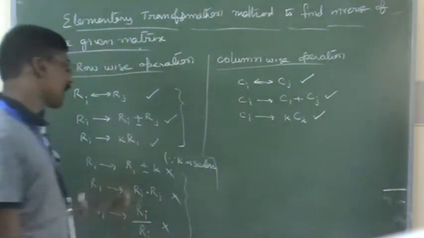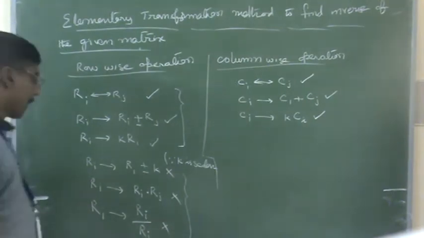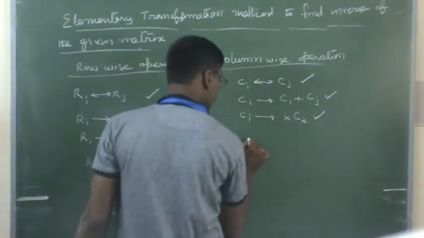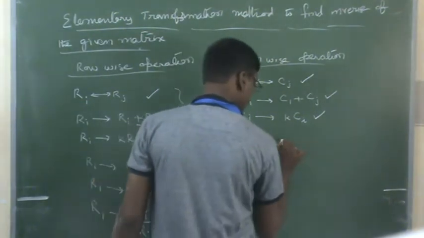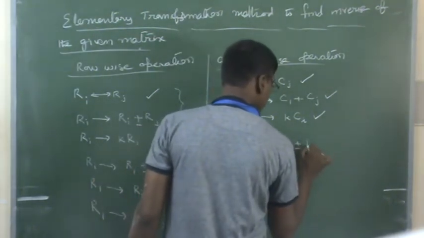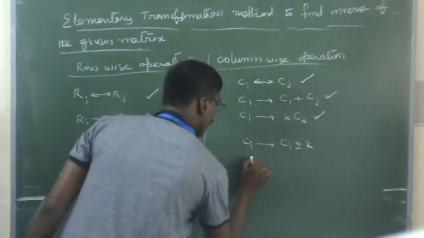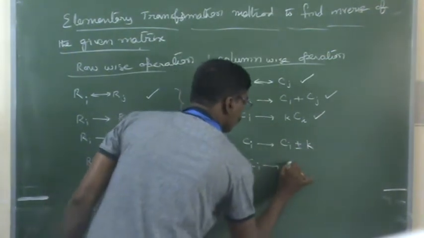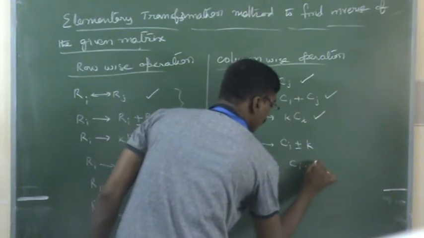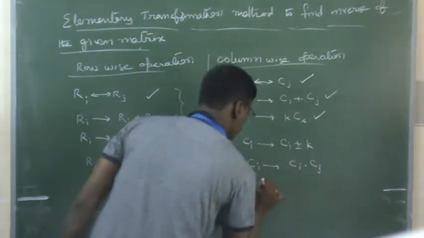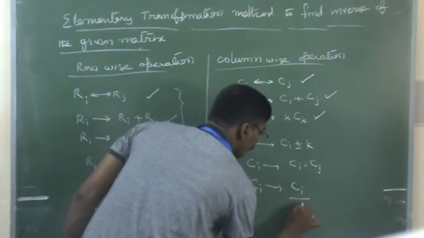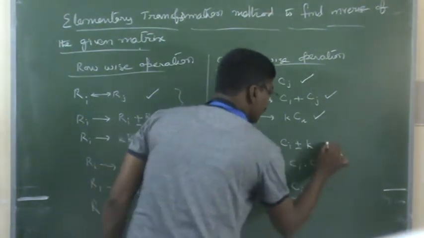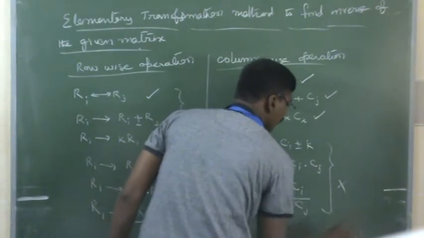The same model like this one. These three exist for them. But in the case of the non-existent conditions, Ci tends to Ci plus or minus some constant k, Ci tends to Ci multiplied by Cj, and Ci tends to Ci divided by Cj. These three do not exist.